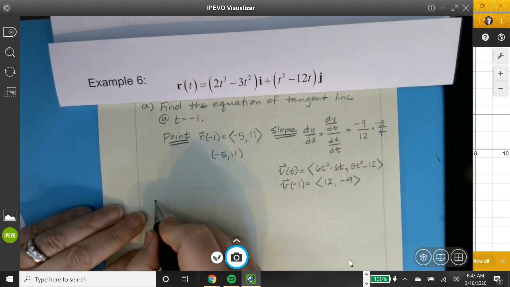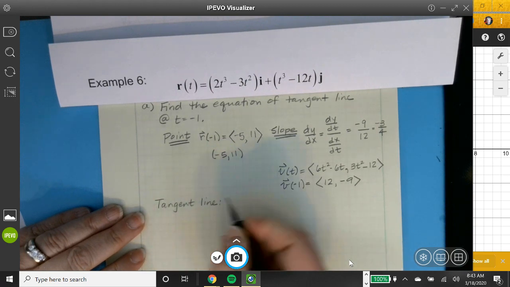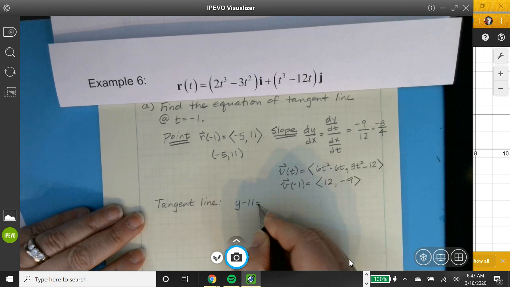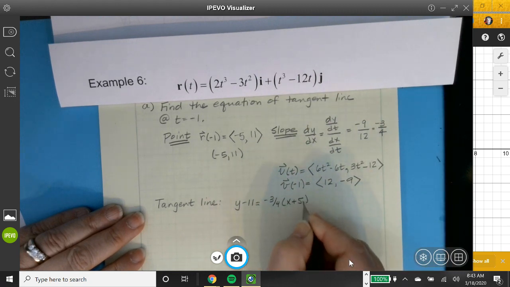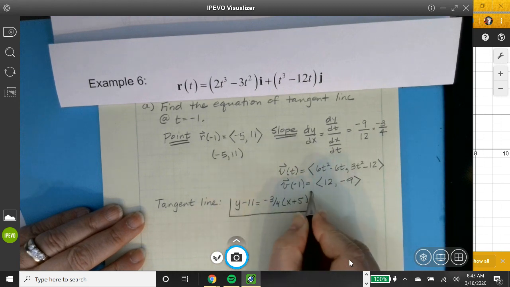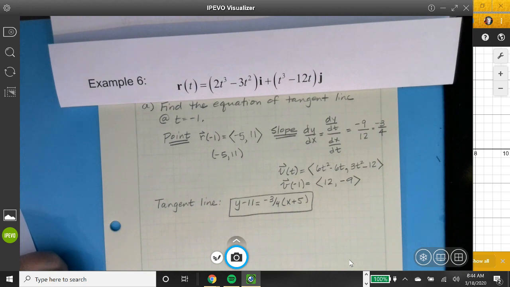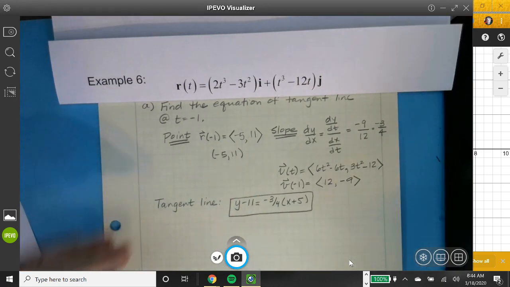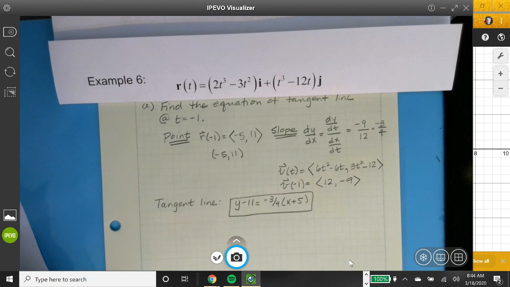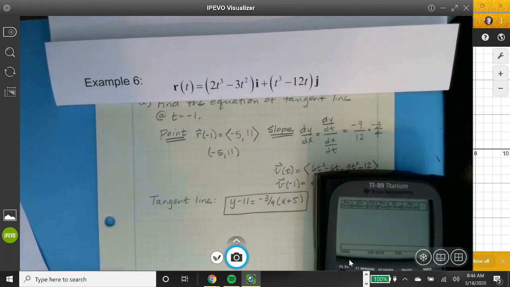So the tangent line is going to be y minus 11 equals the slope, which is -3/4 times x plus 5. And that's the tangent line to this curve at t equals -1. All right. All right, so we're going to do this on the calculator to see if we're right.